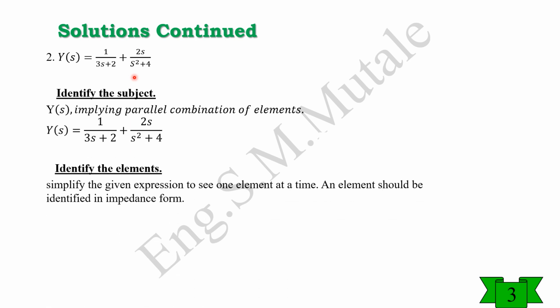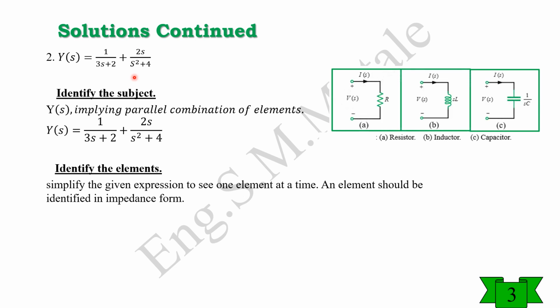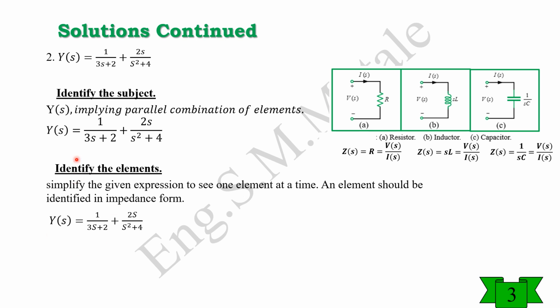Identifying the elements, simplify the given expression to see one element at a time, and then the element should be in impedance form. So from those three governing equations, you have the resistor, a pure resistive circuit, the inductor as well as the capacitor. What we are having here is this equation, the way it is in admittance, let's put it in impedance. Just find the reciprocal of that. When you find the reciprocal, we are saying these are in parallel the way they are. Simplifying that, we are now having impedance. It was admittance, it's impedance. Impedance is basically the reciprocal of admittance.